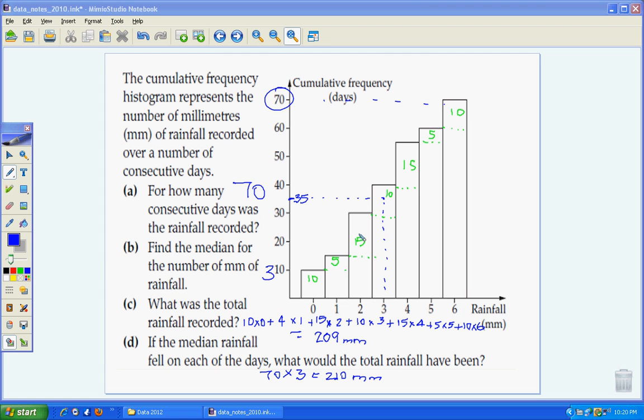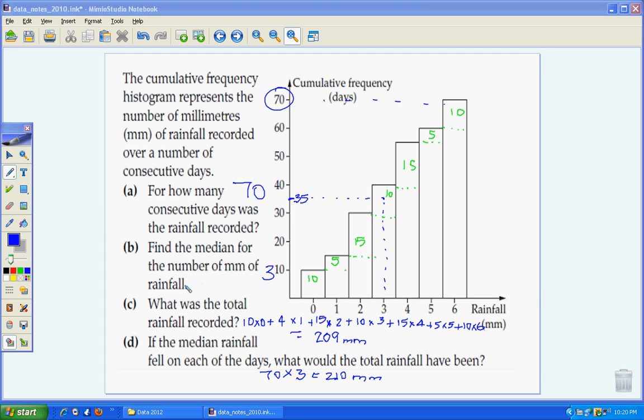Looking at some problems involving these. So this time we've got a cumulative frequency polygon, histogram, sorry, and measuring the millimeters of rainfall over consecutive days. So how many consecutive days was the rainfall recorded? Well, we go up, its cumulative frequency of 70 days. So it's been collected for 70 days.